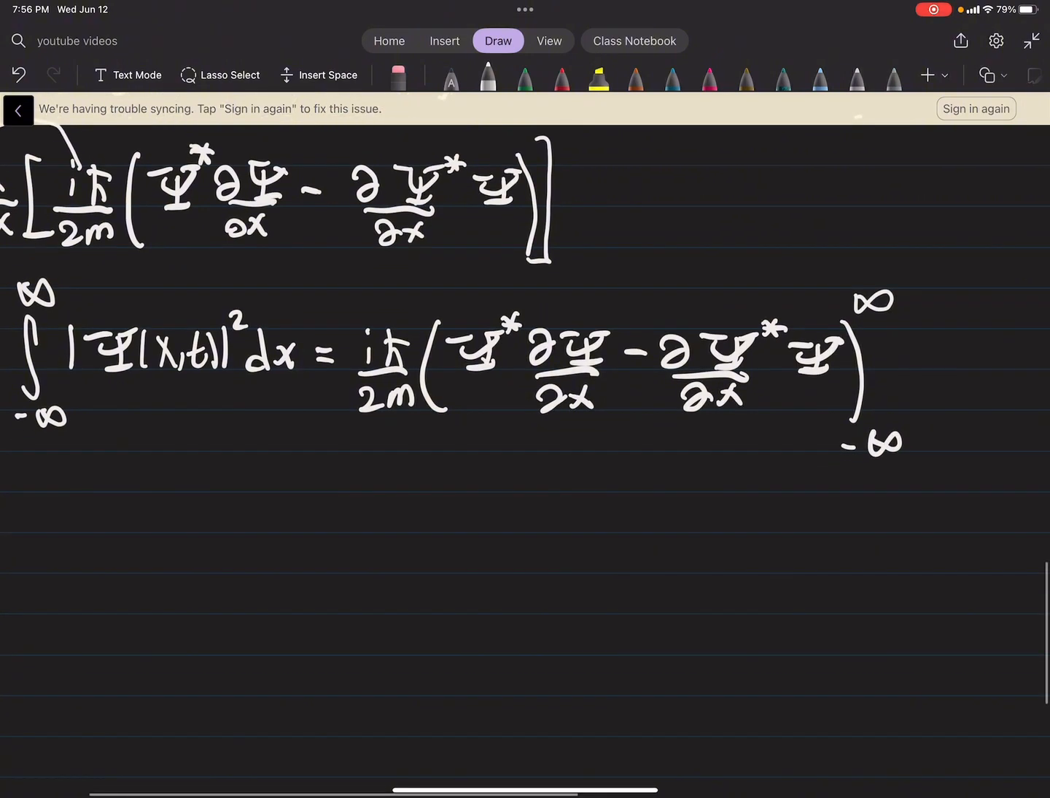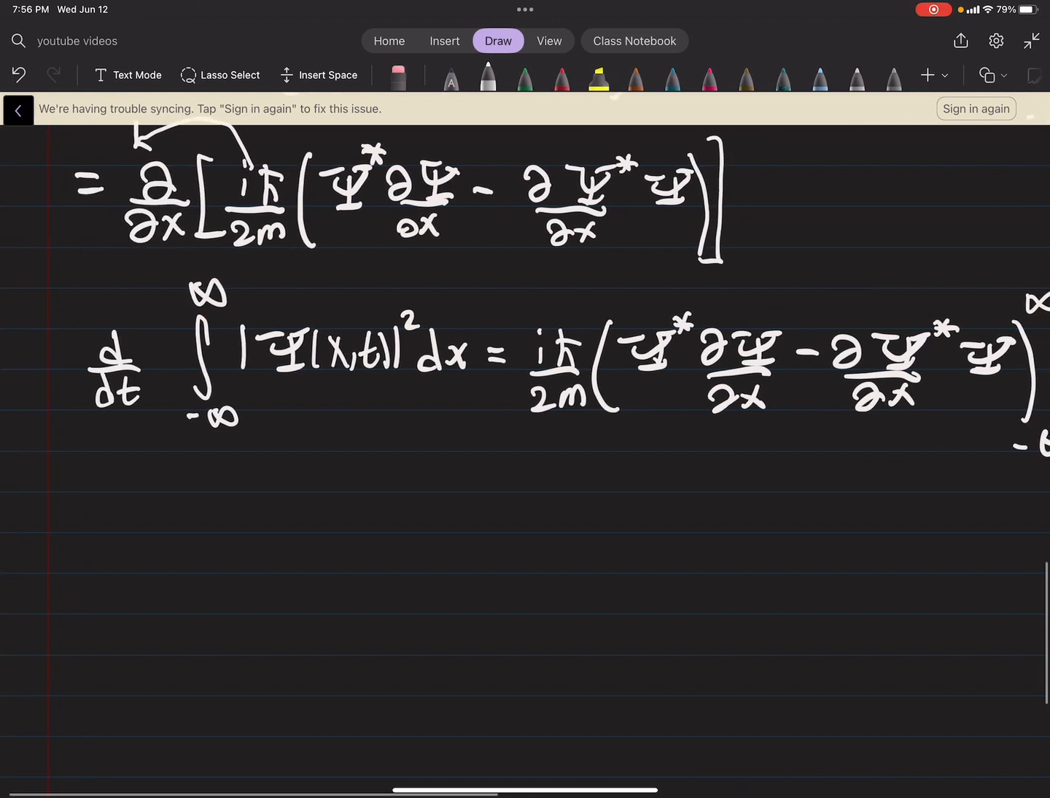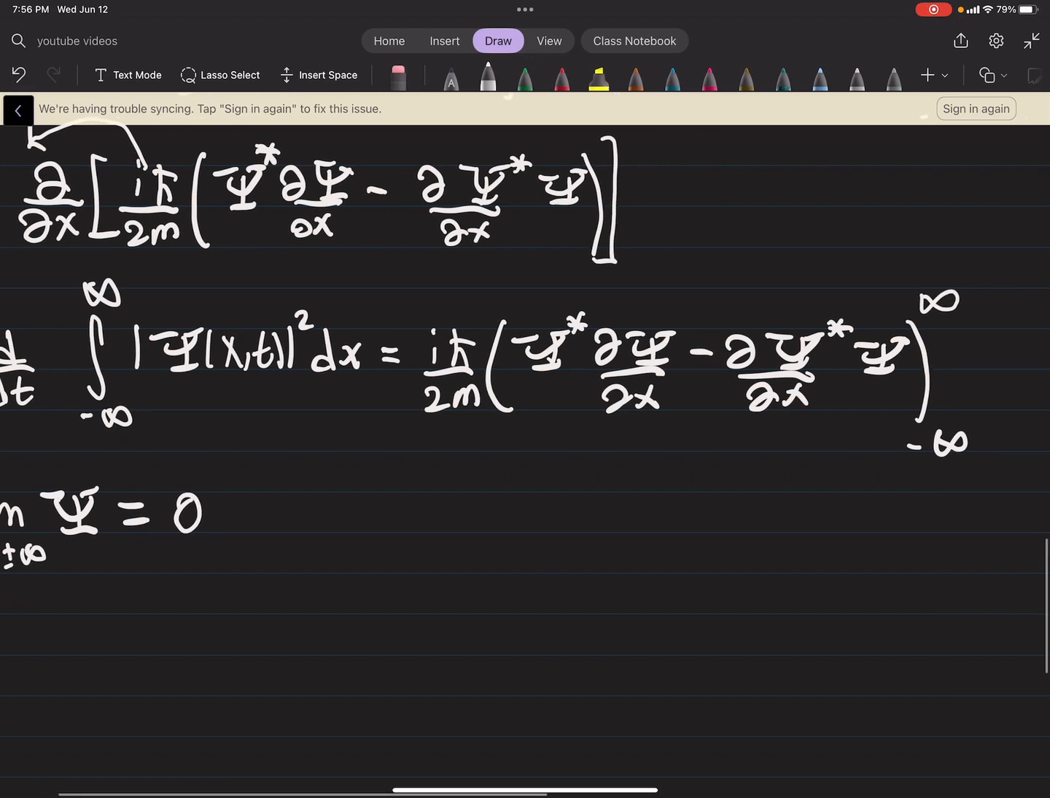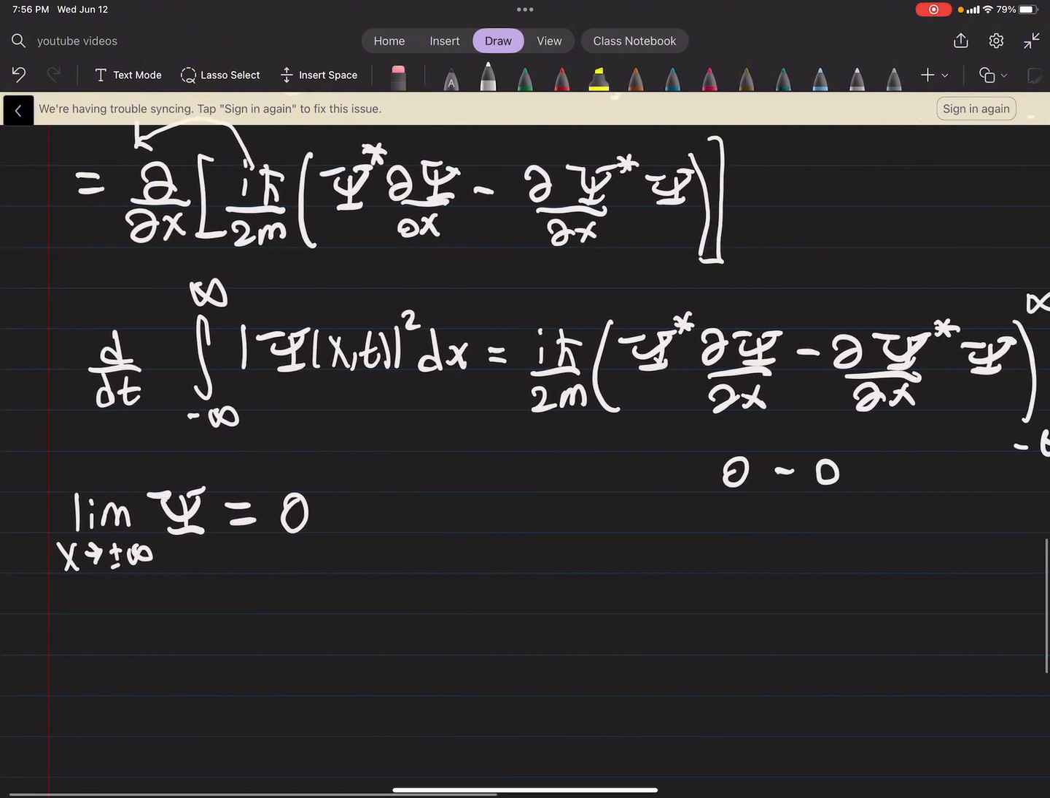Now, the key to remember here is that psi is normalized. So psi goes to 0 at plus or minus infinity. So if you did the limit as x approaches plus or minus infinity of our wave function, such an ugly wave function, I need to get better with my size, I can draw them nicer but I'm getting a little lazy, that should be equal to 0. So essentially you're going to get 0 minus 0, which is obviously 0.